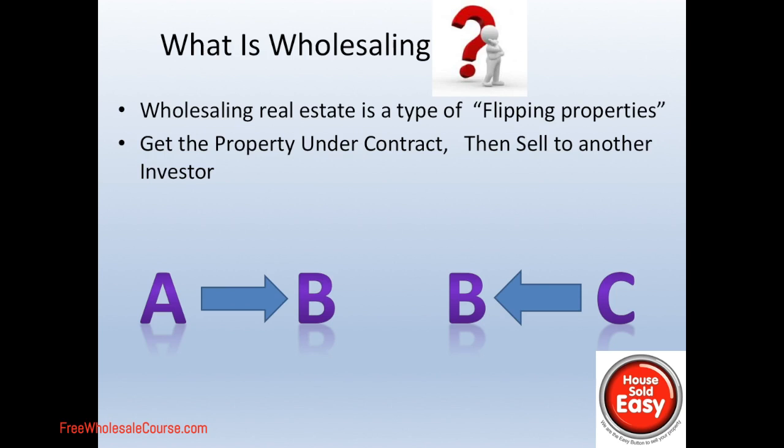And it doesn't really matter if you are selling the contract via an assignment or if you are double closing. You're still going to have an A to B side, you're still going to have a B to C side, and you are always going to be the B. You're going to be in the middle of this transaction.